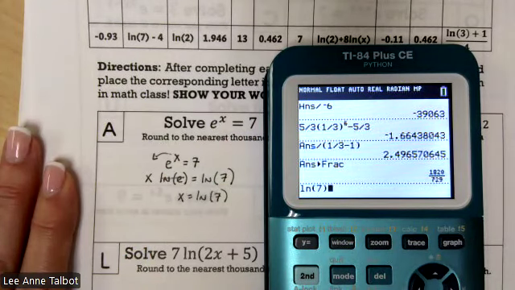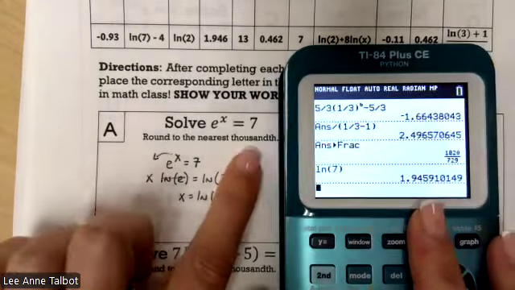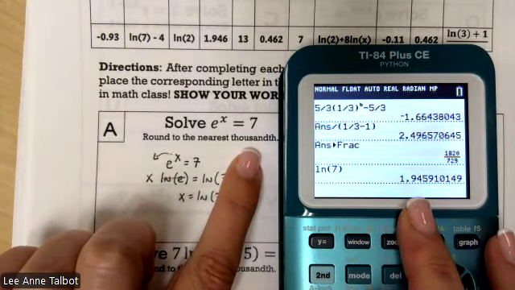What's the natural log of 7? 1.9. Oh, it says nearest thousand, so that's 3 decimals. 1.946.